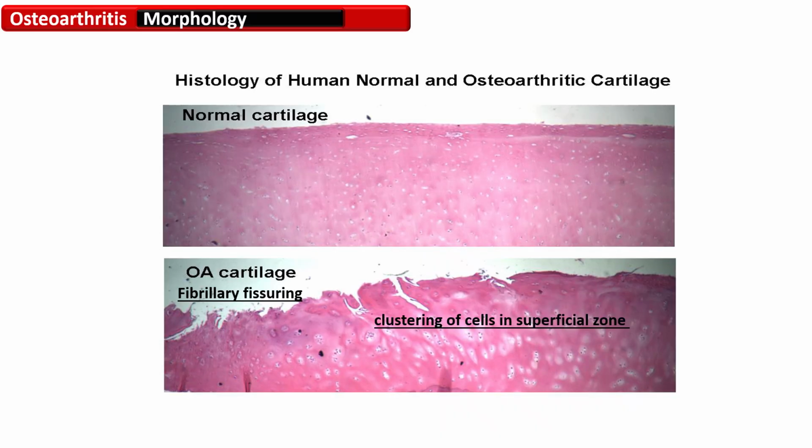So histology of osteoarthritic cartilage is described in this photomicrograph. This is the normal one, and here you can see in the osteoarthritis two characteristic features of cartilage in osteoarthritis are fibrillary fissuring and clustering of the cells in the superficial zone.